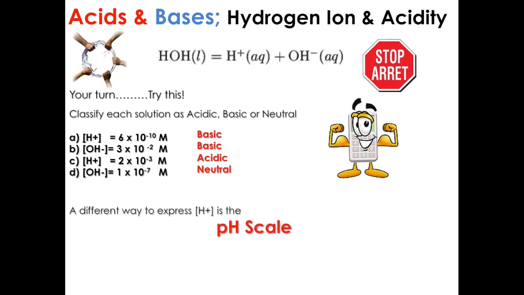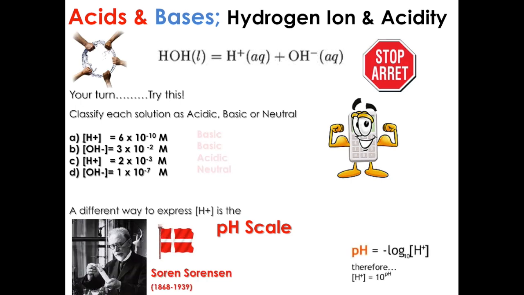A different way to express the concentration of hydrogen ions is the pH scale. The pH scale was discovered by Søren Sørensen, a Dane, and he found out that the pH equals the negative log base 10 of the concentration of hydrogen ions. Therefore, the concentration of hydrogen ions equals 10 to the power of negative pH.